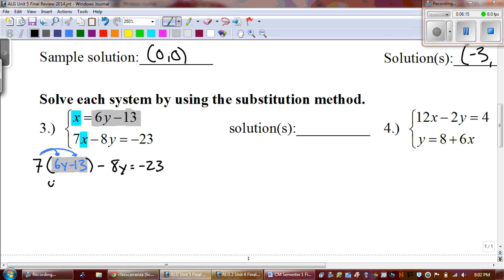7 times 6 is 42y, and 7 times 13, if you don't know that, 13 times 7, we get 21, carry the 2. 7 times 1 plus 2, 91.